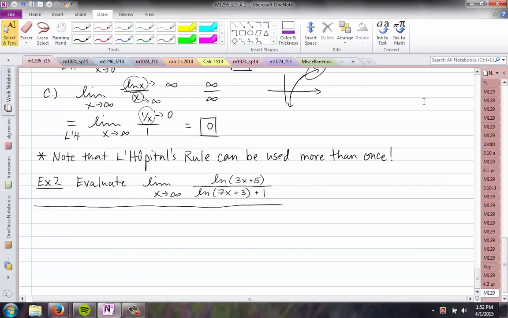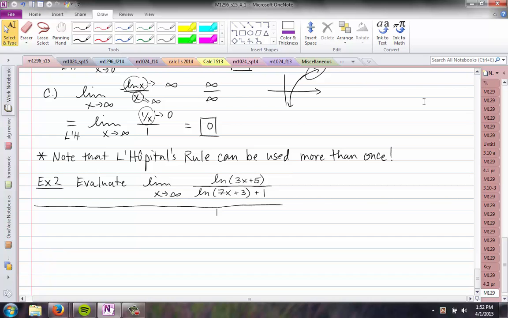For our next example, example 2 from 4.4, note that L'Hopital's rule can be used more than once, which gives us a hint of how we could proceed in this next example. So we have a limit as x goes to infinity of the natural log of 3x plus 5 over the natural log of 7x plus 3, plus 1, with the plus 1 being on the outside of that natural log.